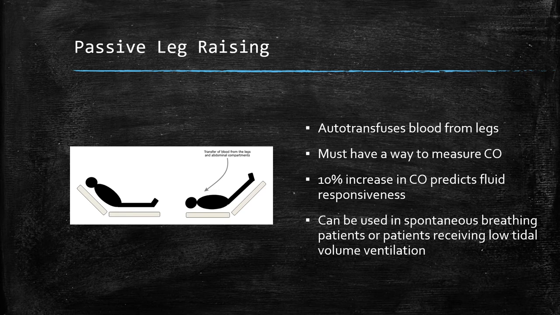The starting position must be with the trunk elevated to 45 degrees with the legs supine. You then use the bed controls to lower the trunk to supine and raise the legs to 45 degrees. Importantly, you must now have a way to measure the cardiac output in real time. We'll talk about a few of those ways in just a bit. But this test doesn't use blood pressure or pulse pressure variation as an endpoint. And a 10% increase in cardiac output predicts fluid responsiveness.